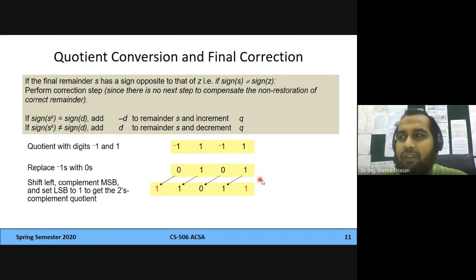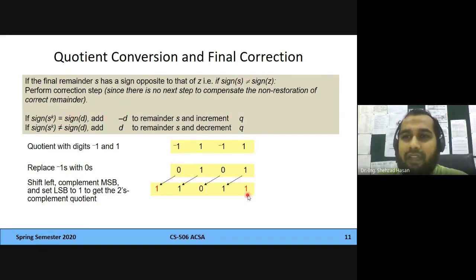Now this may be your final answer, or this might not be your final answer. If you need a correction, this is the condition for whether we need a correction. If their signs are matching, this is your final answer. But if their signs are not matching, you need a correction. And the correction in this case is you check the sign of remainder and the divisor, and if they are both the same, you subtract and increment one more to this.